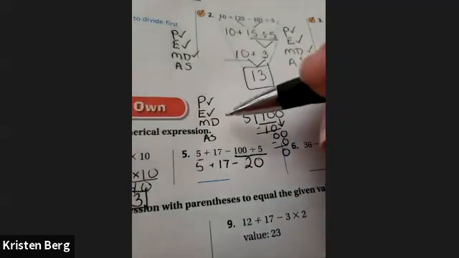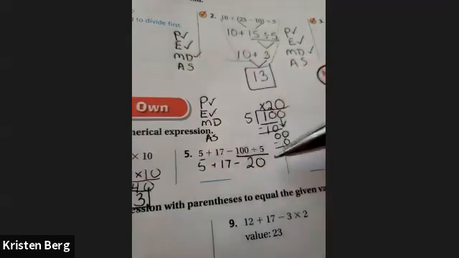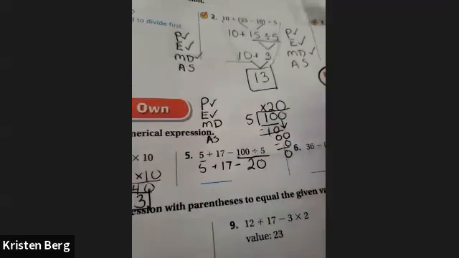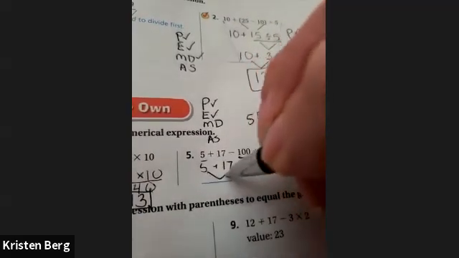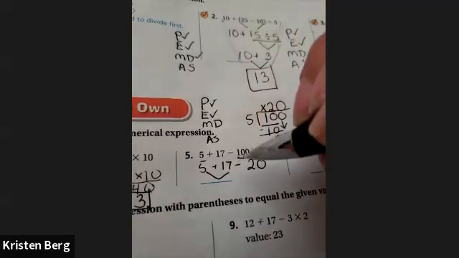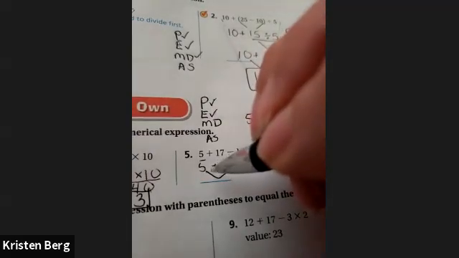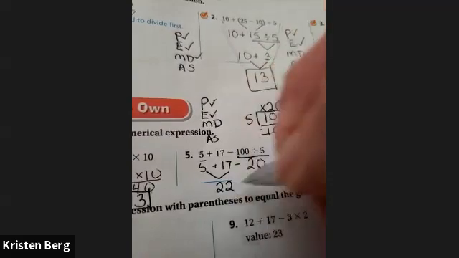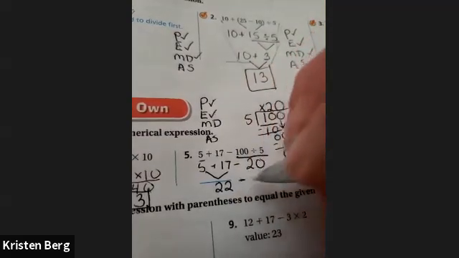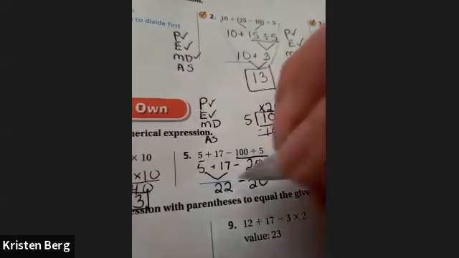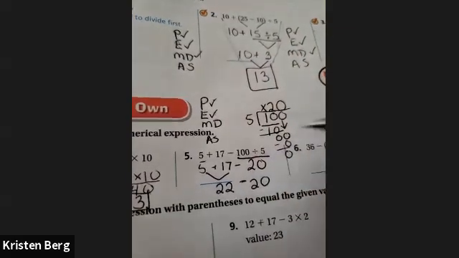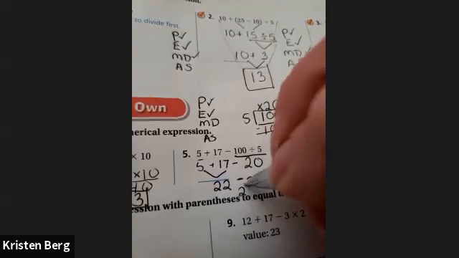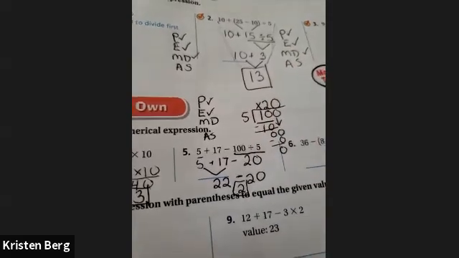So then, is there any more multiplication or division? No. Any addition or subtraction? Yes, there is both, and whatever comes first, going left to right. In this case, it is an addition problem. So 17 plus 5 comes out to be 22. Then minus our 20. So minus 20. So 22 minus 20 is 2. So that is our answer.